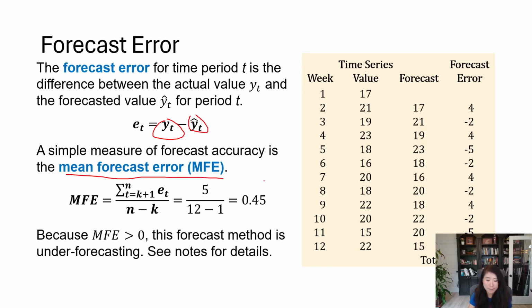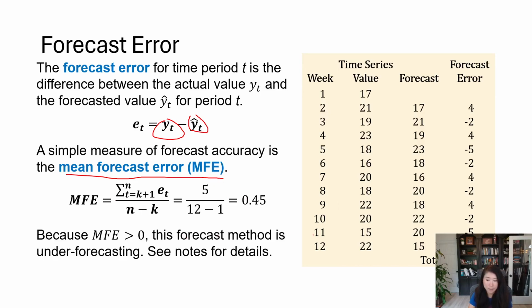So the first metric we're learning here to measure accuracy is called the mean forecast error. We find the difference between the forecast value and the actual value, sum all the errors together, and then divide by the number of time series observations minus the period that is missing from the forecast. That will give us the mean forecast error.